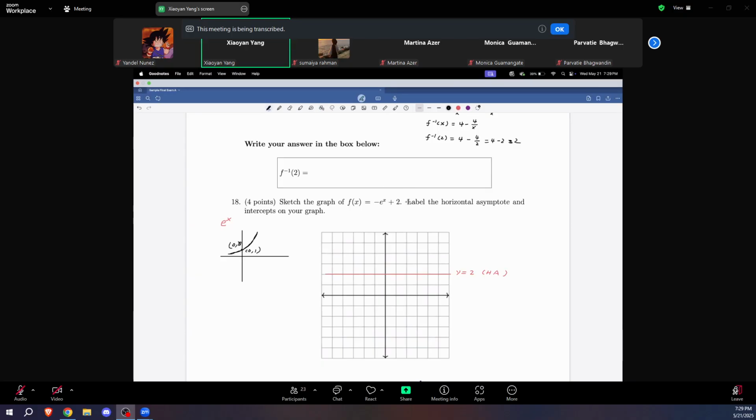So right now, always move the vertical shift the last step, okay? Because first we do horizontal shift. Step 2, we do horizontal or vertical stretch or shrink. Number 3, we do reflection. Number 4, we're talking about vertical shift. This always go to last step, okay? So then we have this e to the x.